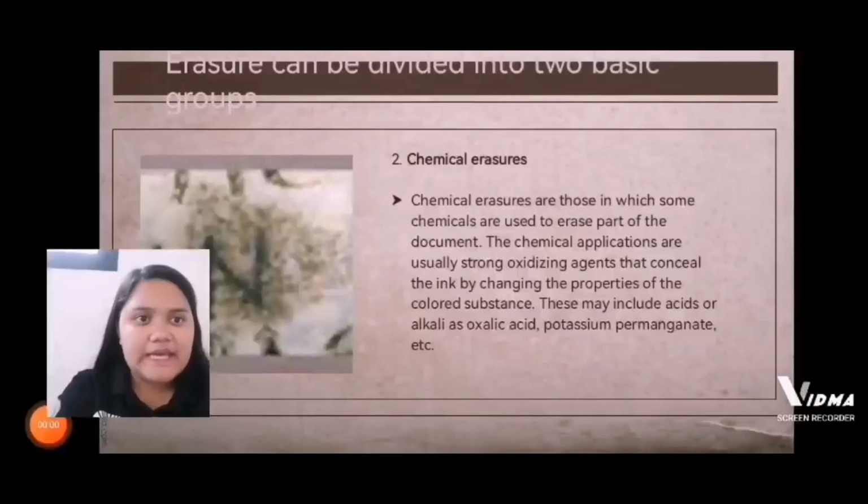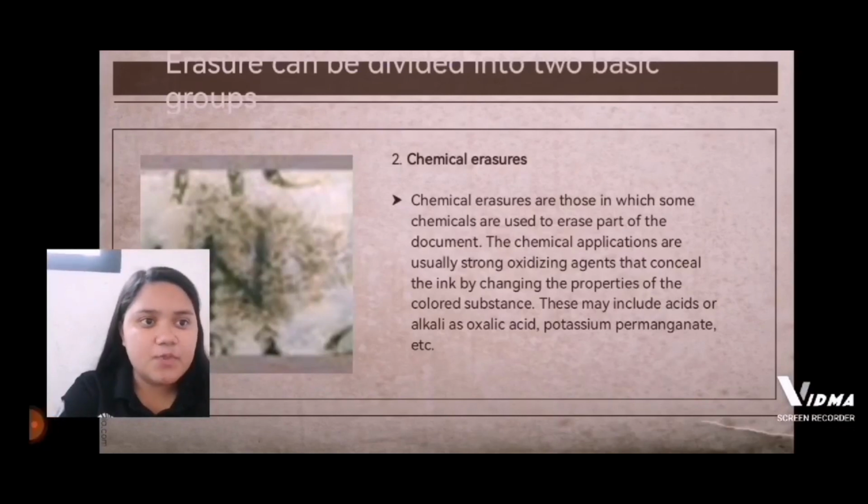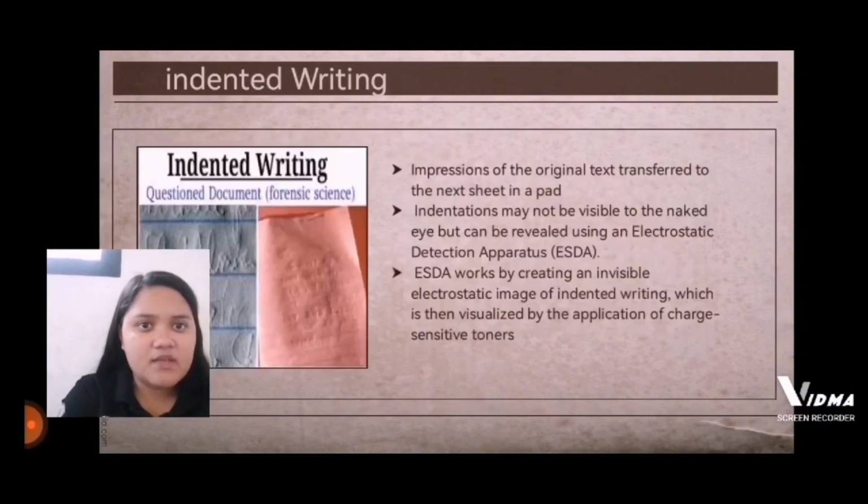Chemical erasures. Chemical erasures are those in which some chemicals are used to erase part of the document. The chemical applications are usually strong oxidizing agents that conceal the ink by changing the properties of the colored substance. These may include acids or alkali such as oxalic acid, potassium permanganate, etc.